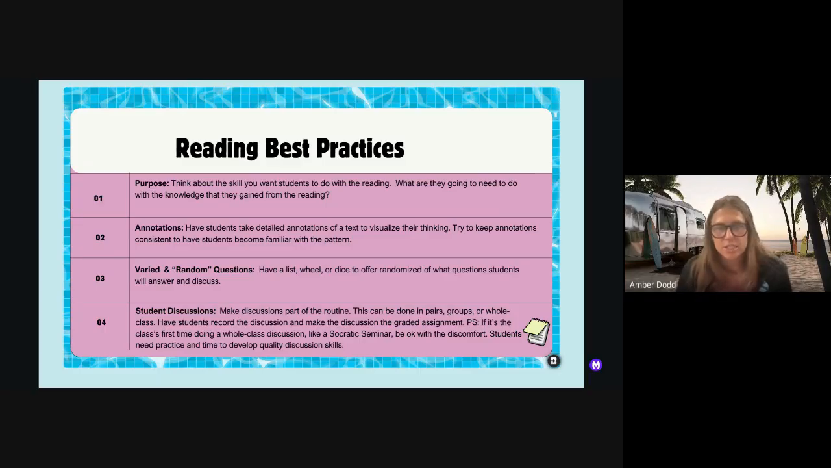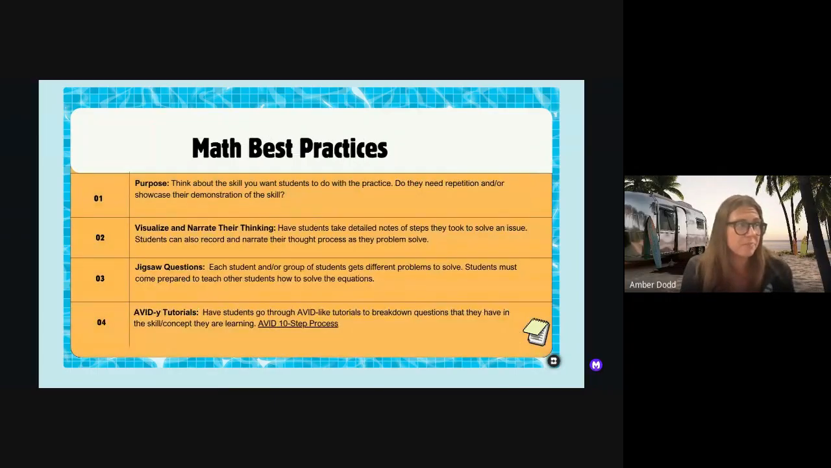And then student discussions. I'm huge into student discussions and recording those discussions. So make that a part of the process. If they're doing the reading the night before, they need to do the discussion about it, and it's a recorded conversation, and I'm going to grade the recorded conversation as part of it.